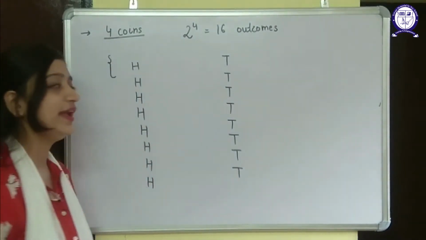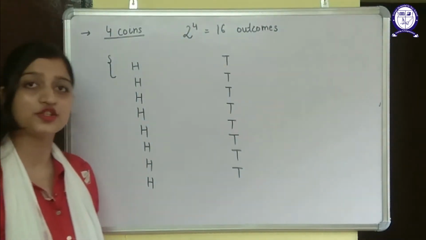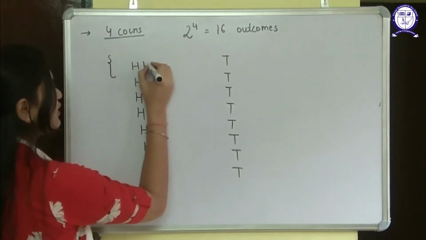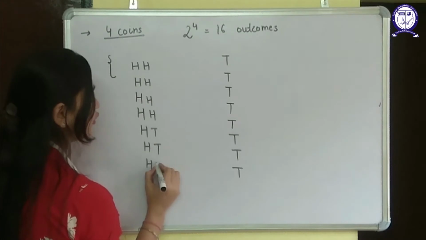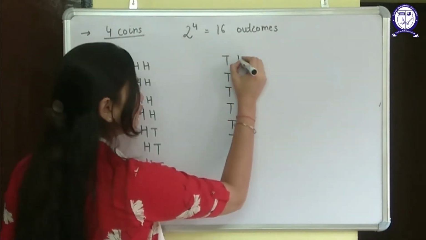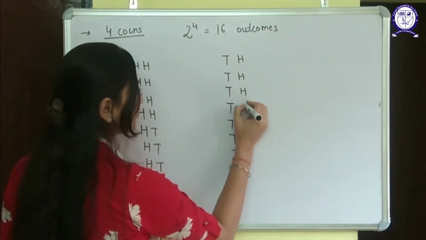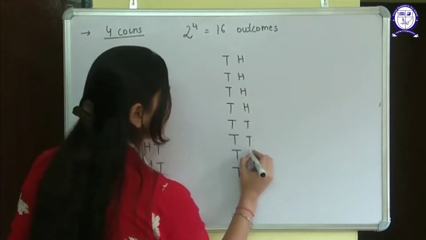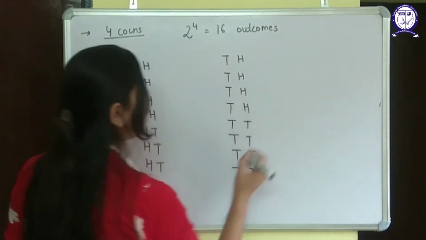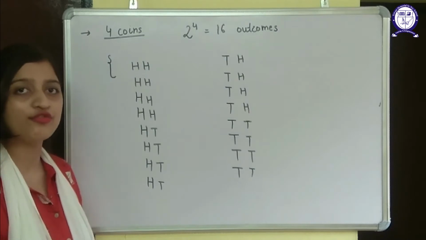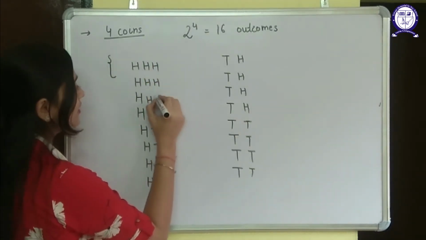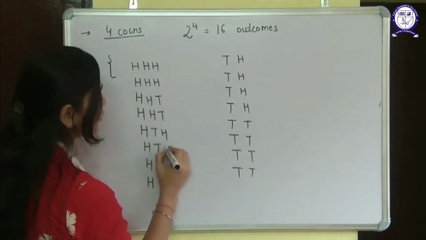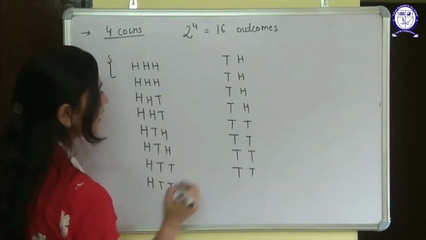Okay. Now taking the half of it, that is 4. So I will write head 4 times, and then tail 4 times. Then head 4 times, then tail. Okay. Then taking the half of 4, that is 2. So 2 times head and then tail. 2 times head, 2 times tail.